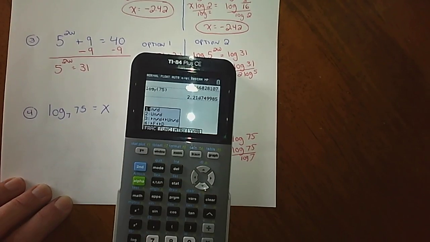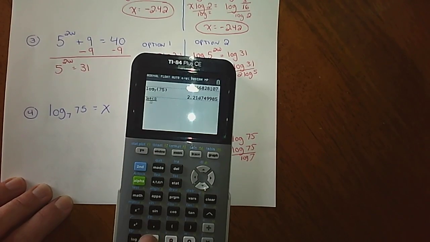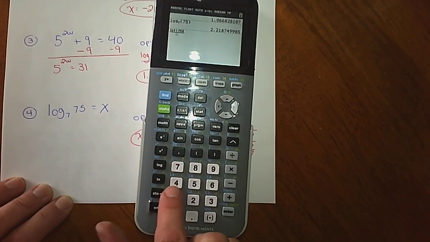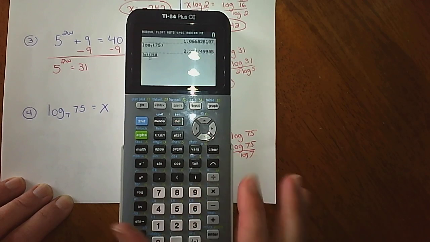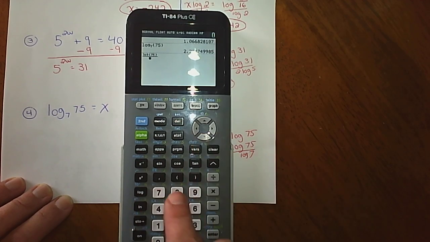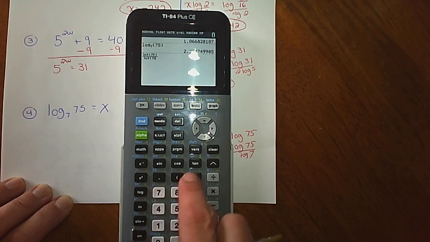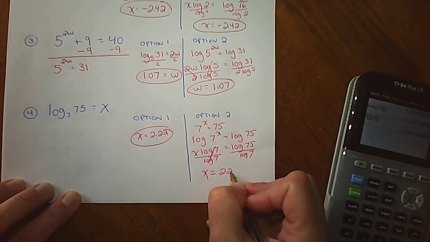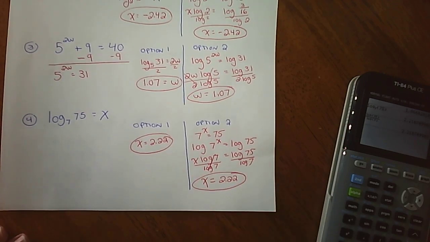You practiced that a minute ago. I'm going to do log 75. Now remember, the log button's next to the 7. Log 75 over log 7. And I'm getting the exact same answer, 2.22. All right.